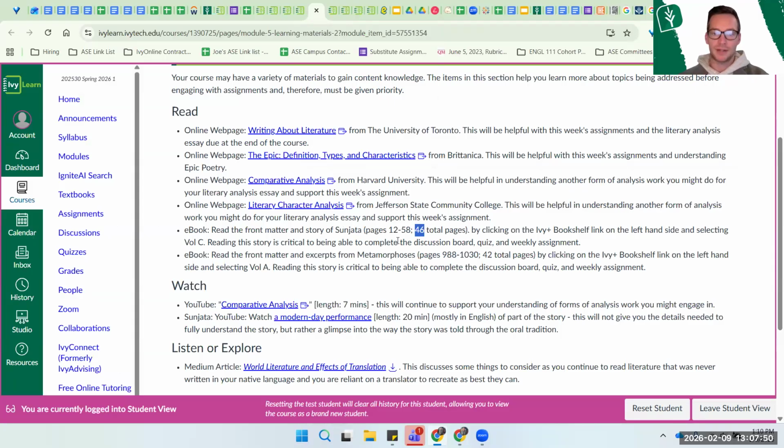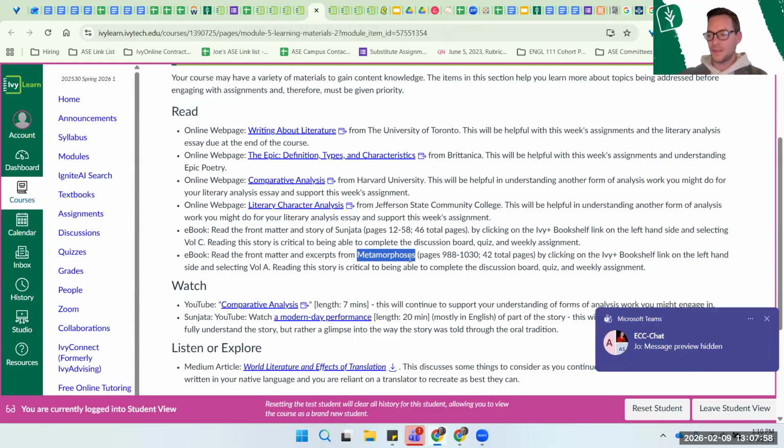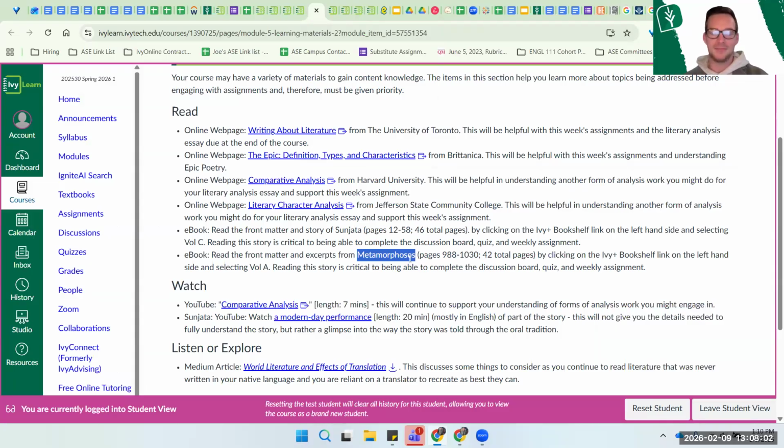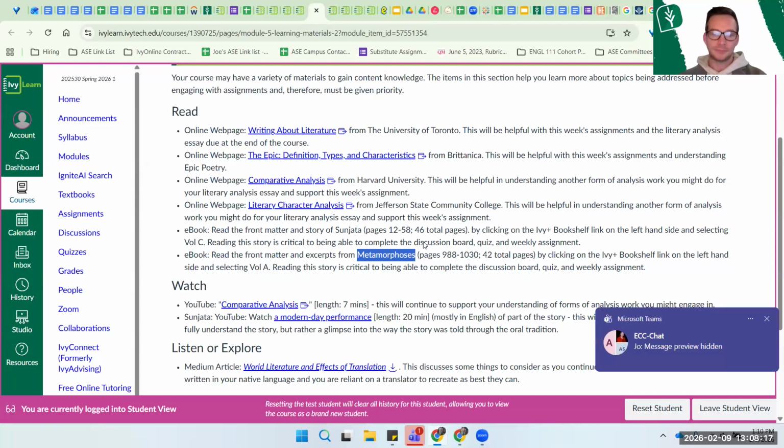The front matter and story of Sunjata, and then 42 pages of the Metamorphoses. The fun thing about dealing with world literature is that you, as a native English speaker, almost always mess up the pronunciation in some way. So I always do, but we try our best and we move forward. So those are our two main texts, and you want to start reading those as soon as you can.